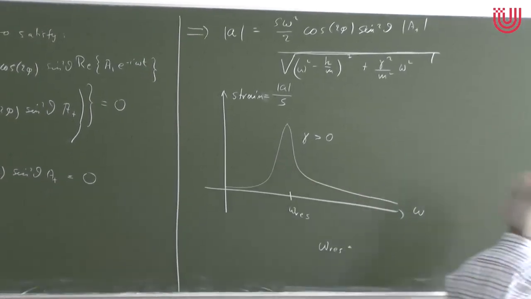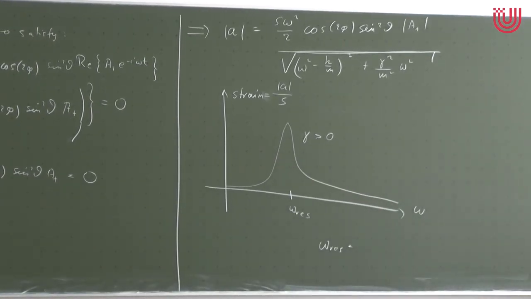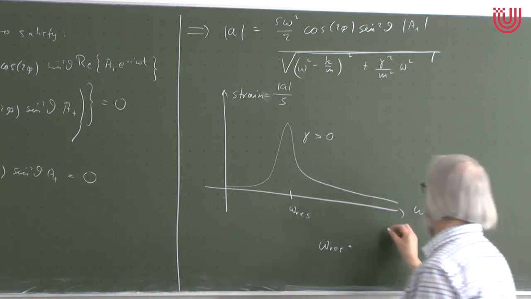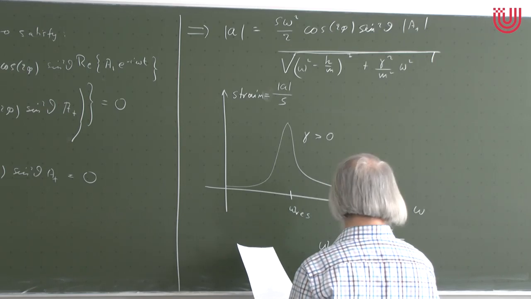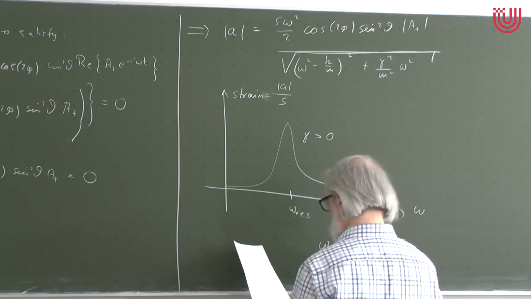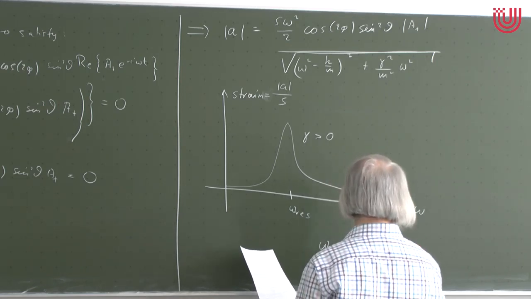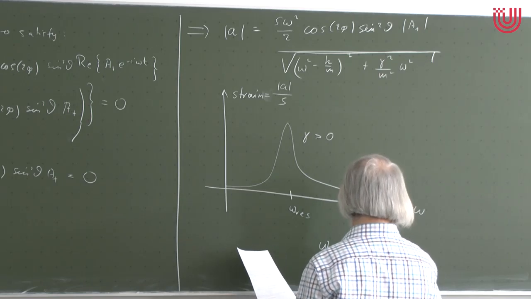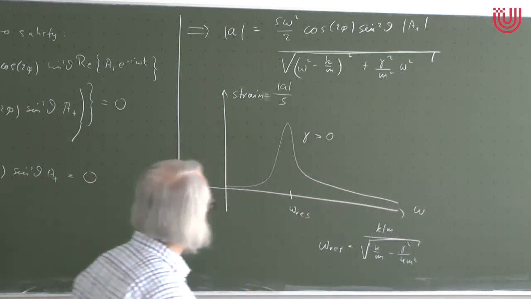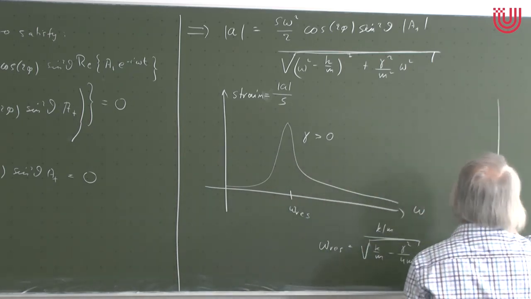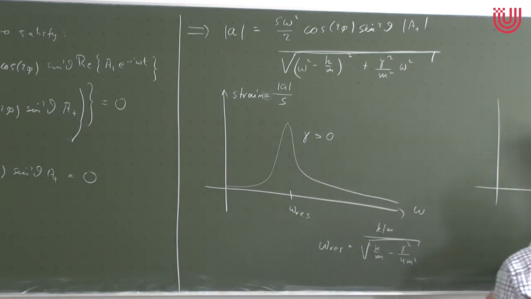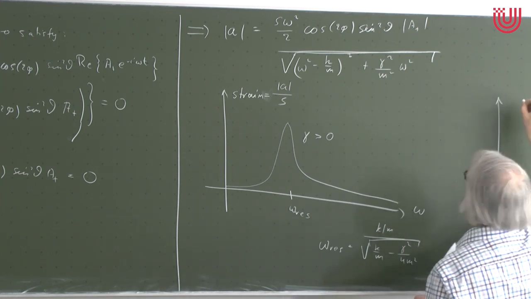And the omega resonance is actually at the root of k over m divided by the root of k over m minus gamma squared over 4m squared. Here comes the 4. And you can consider as a limiting case that gamma is equal to 0, no damping.